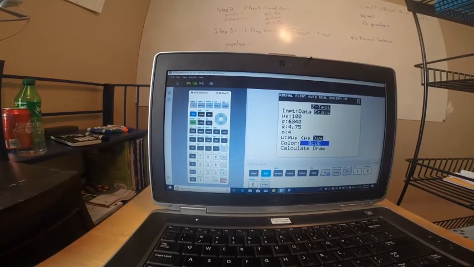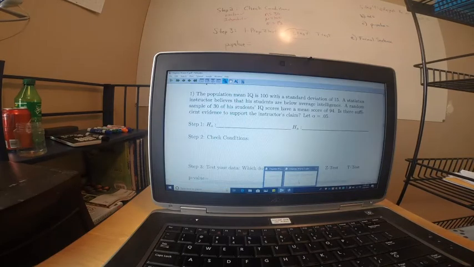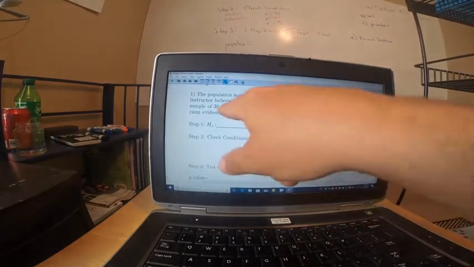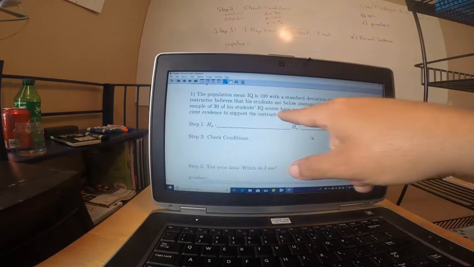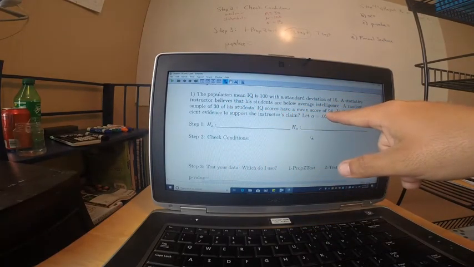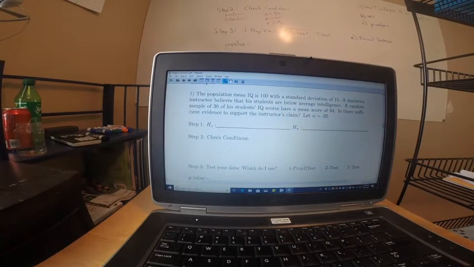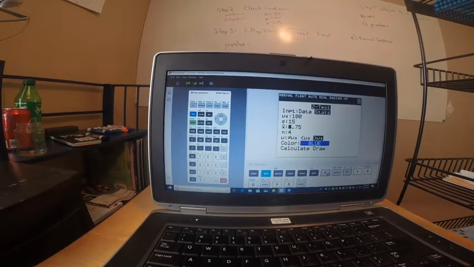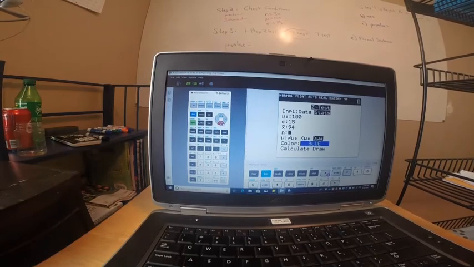Hit enter. It asks for your population standard deviation. Here that was 15. It asks for your X bar in your sample. Okay, so if I pull up the question, it says a random sample of 30 of the students' IQ scores have a mean score of 94. So that's what I'm going to use here. So my X bar here is 94. N, we decided that was 30.